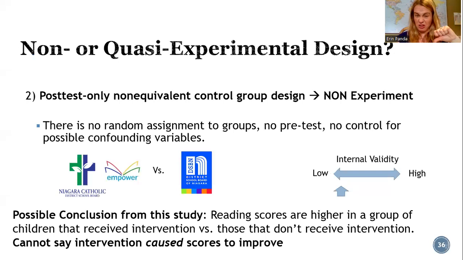So this is not a great design. It's an example of a non-experiment because it's so low on internal validity. We'd have to be very careful about the conclusions that could be drawn from this kind of design. We could say that reading scores are higher in kids that received intervention at this school compared to this school, but we can't say it's because of the intervention.